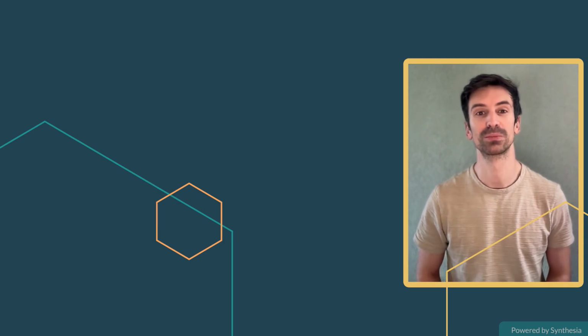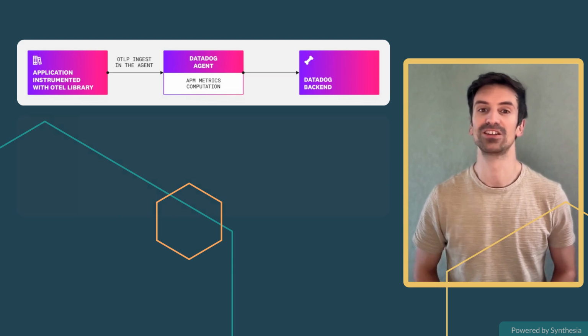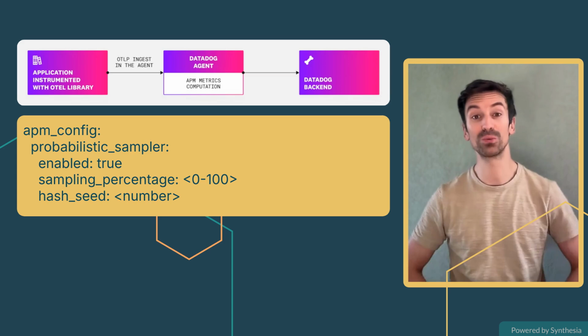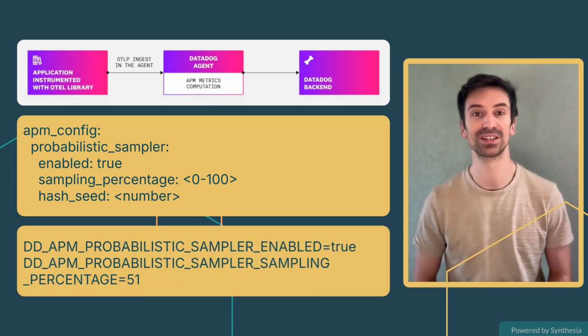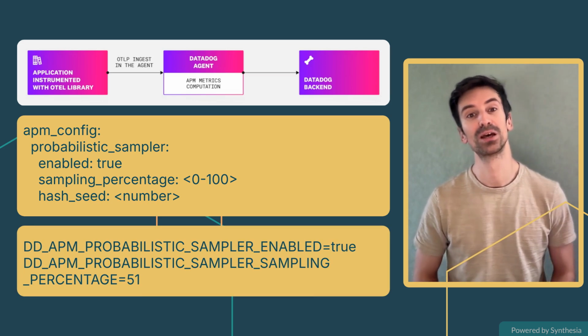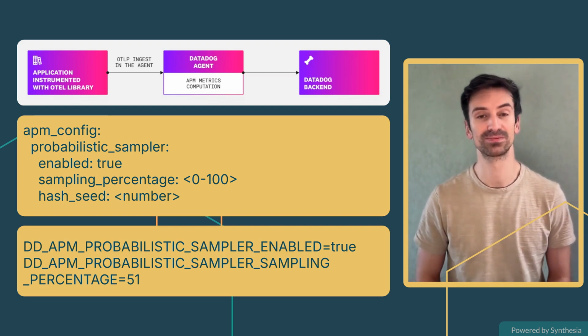The second option is simpler. Use Datadog agent OTLP ingestion. Here, your OTel instrumented apps send traces directly to the Datadog agent over OTLP. The agent applies probabilistic sampling, which you can configure either through the shown config or environment variables. This approach is ideal for straightforward setups, where you want basic sampling control without deploying a separate collector.